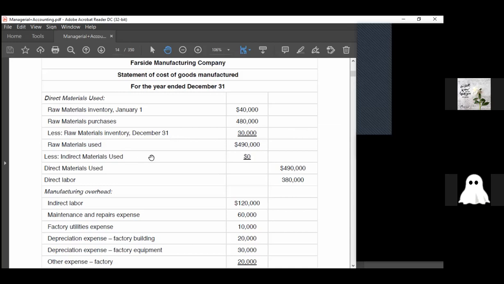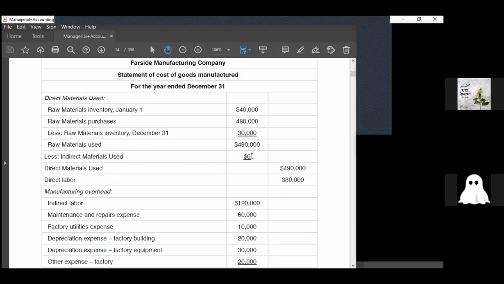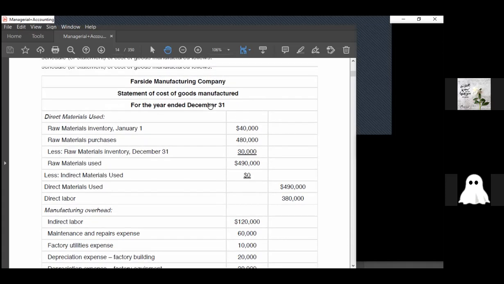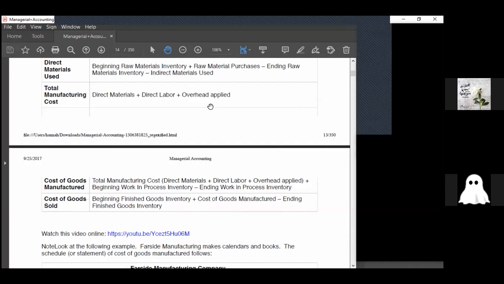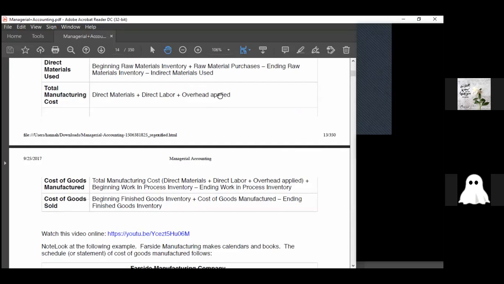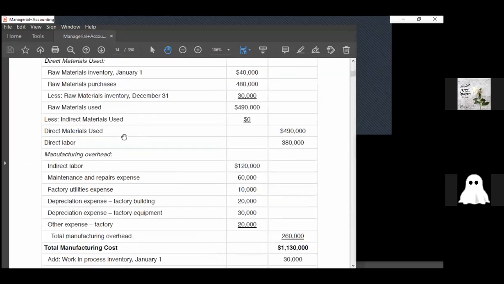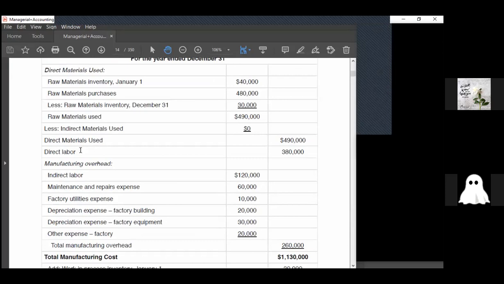Then indirect material used will be minus. Indirect material use is reduced because indirect material is a part of manufacturing overhead and not direct materials. So that we discussed during the start of our lecture, that indirect material is not part of direct material, it is a part of manufacturing overheads. So we have direct material here, 490,000.